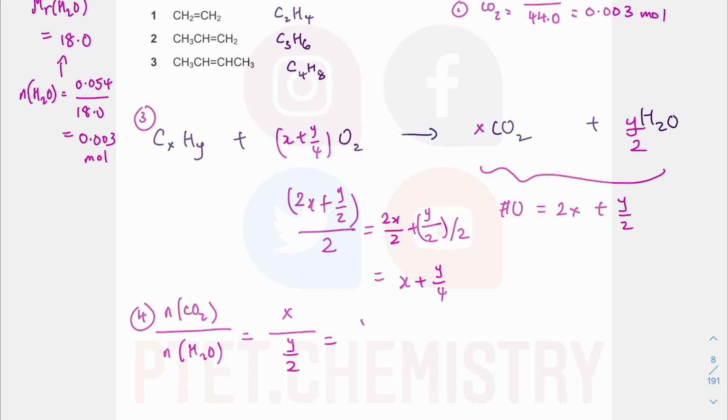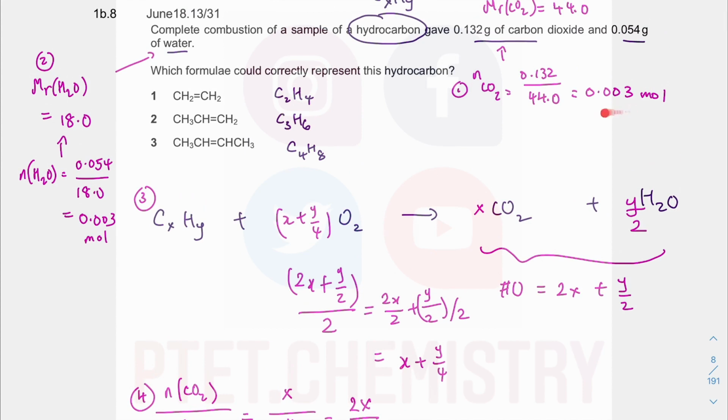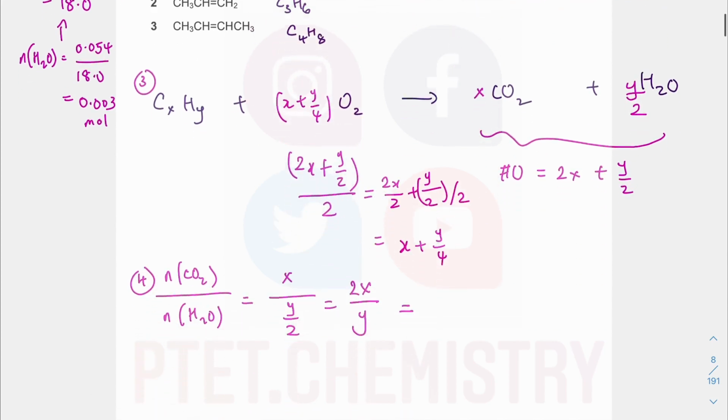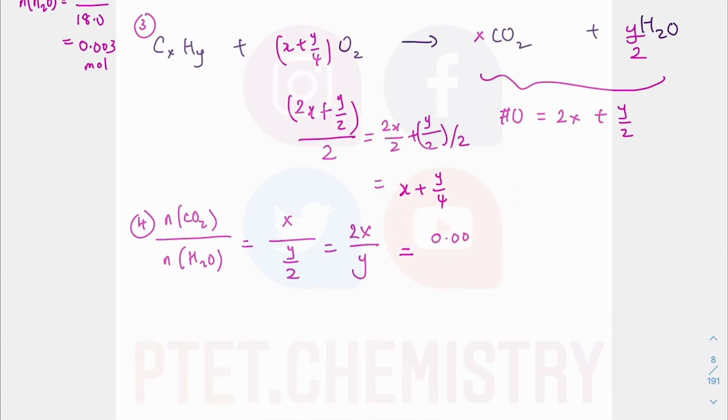So that will give you 2x over y, all right? And that is equal to, what did we just calculate? We calculated the mole of CO2 is 0.003, and the mole of H2O was 0.003. So it was 0.003 over 0.003. And of course, you could simplify the right hand side.